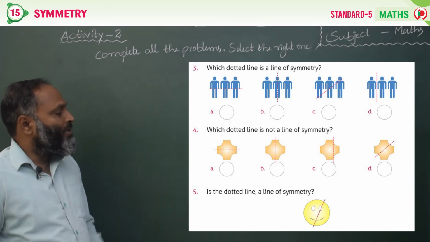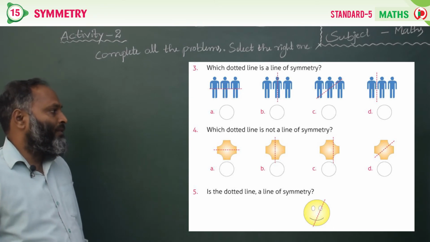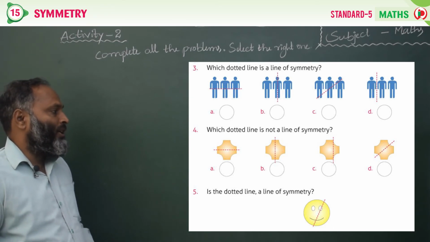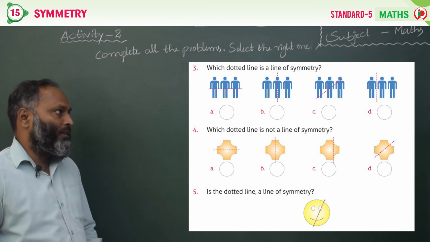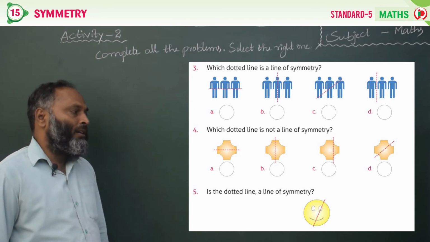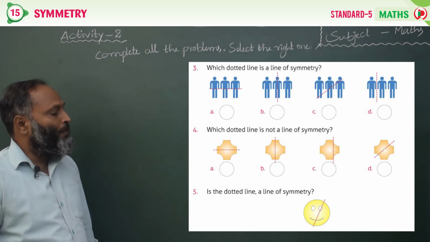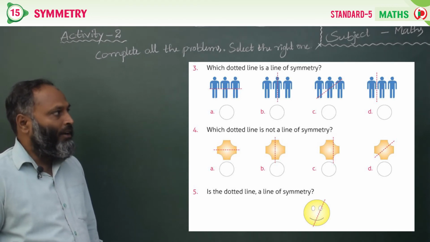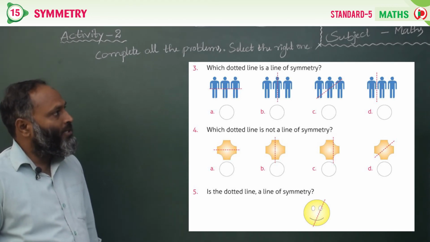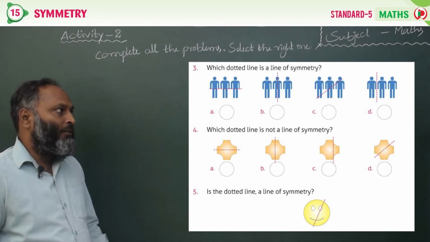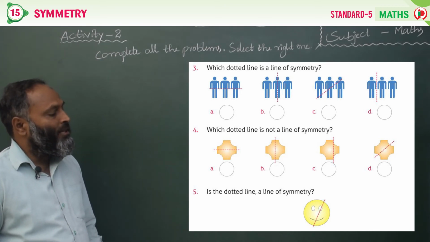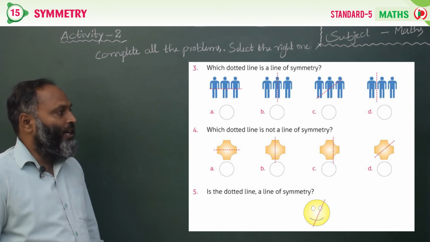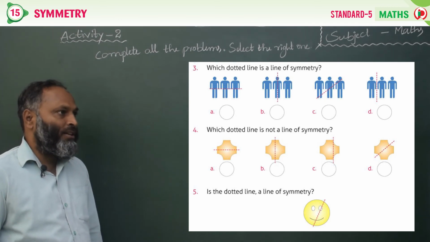Here, some group of people is given. Three men were given. In that, the first one, the horizontal line is given. If you fold that picture horizontally, we won't get two identical shapes, up one and down one. So we won't get identical shapes. So the first one is not the correct one.